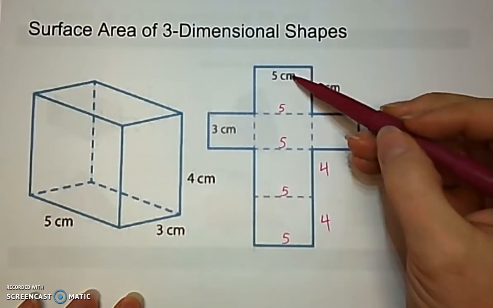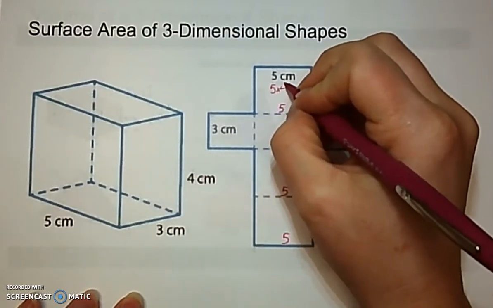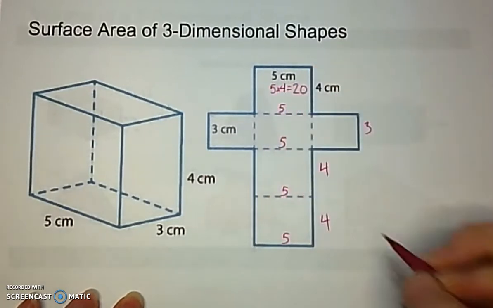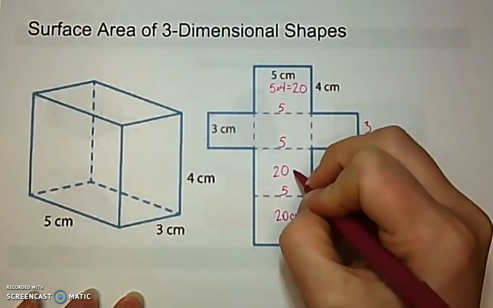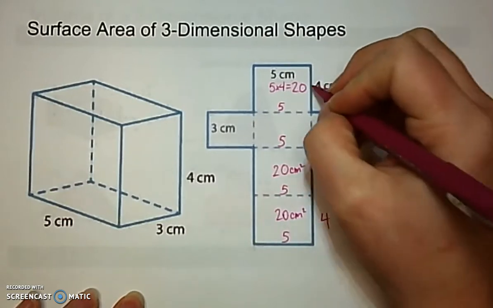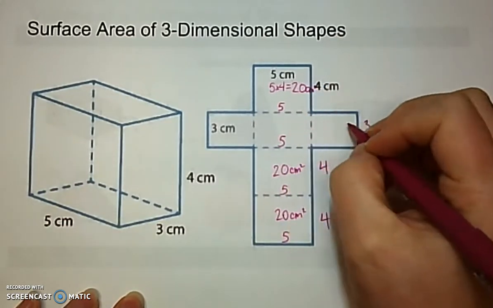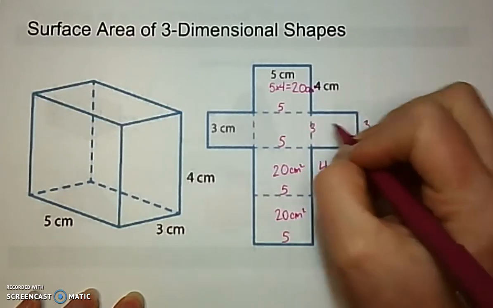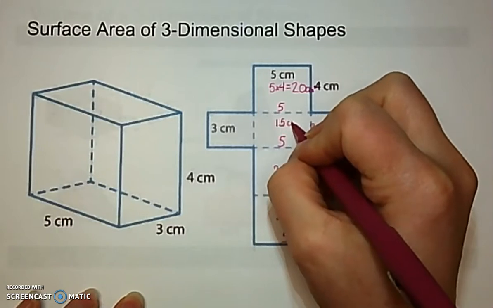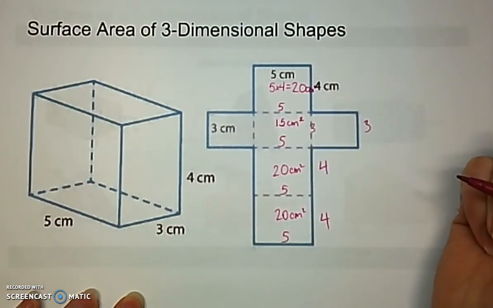Now I can see that this one's going to be 5 times 4, which is an area of 20, and I know that this is the same, and so is this. So these are all 20 centimeters squared. This one right here is a 5 by 3, so this one is 15 centimeters squared.